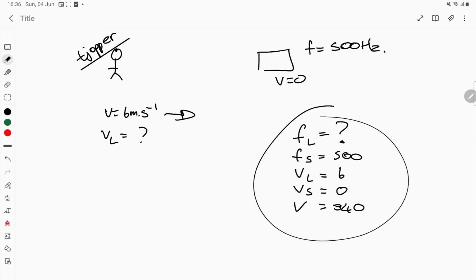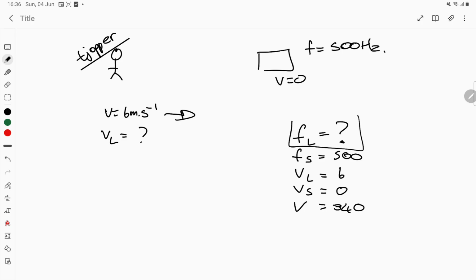So I just plugged in my values here. We want to know what frequency is heard by the listener. We know the frequency from the source is 500 hertz. The velocity of the listener is 6, and the velocity of the source is 0. It's stationary at this time. And the speed of sound is 340. So let's plug it in.